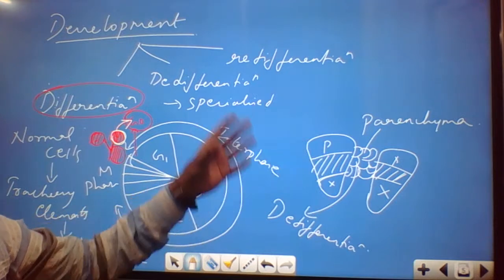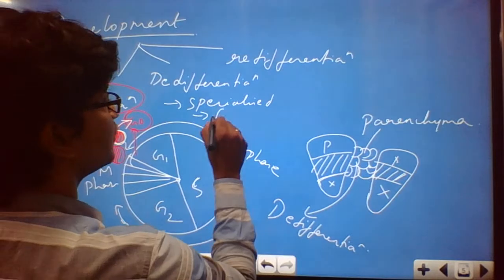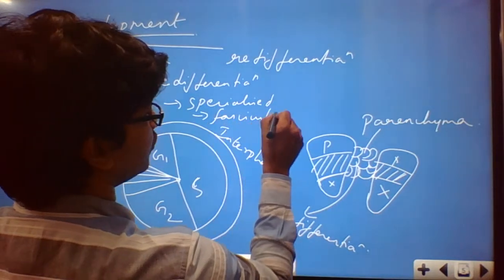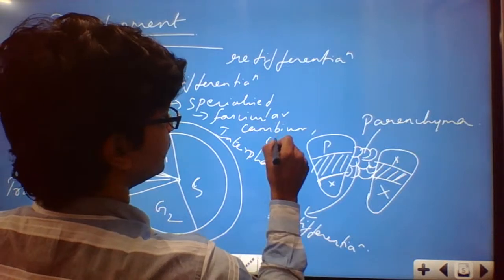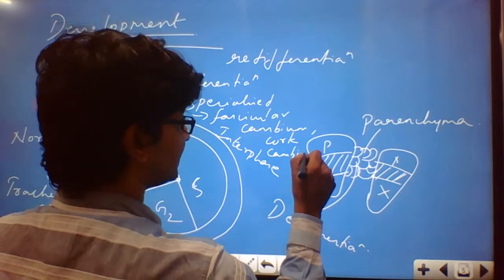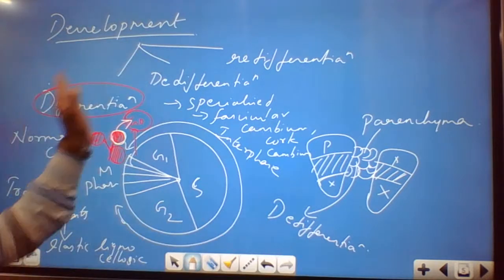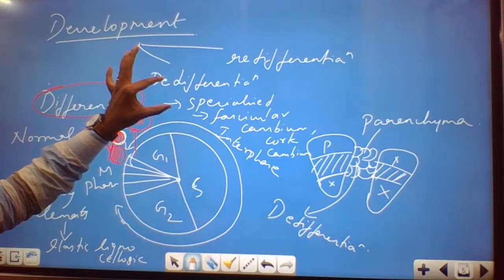For example, you could see the interfascicular cambium, fascicular cambium and cork cambium. All these specialized structures are getting formed after the differentiation. This process is called de-differentiation.